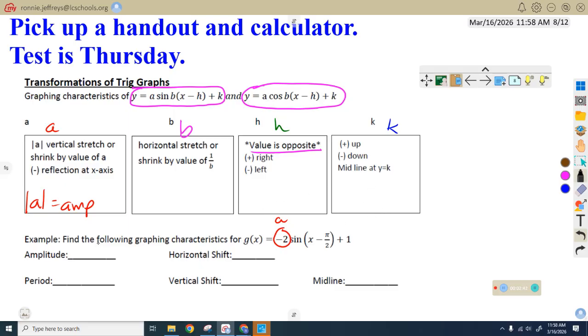All right, so what's the absolute value of 2? Or check that, negative 2. 2, awesome.